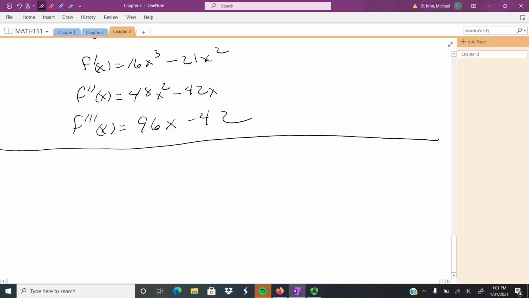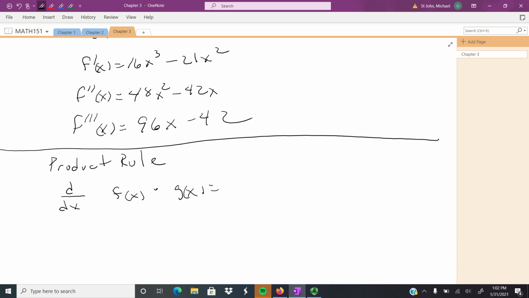So the next one is the product rule. And so the derivative of f of x times g of x is going to be given by f of x times the derivative of g plus the derivative of f times g. Right?